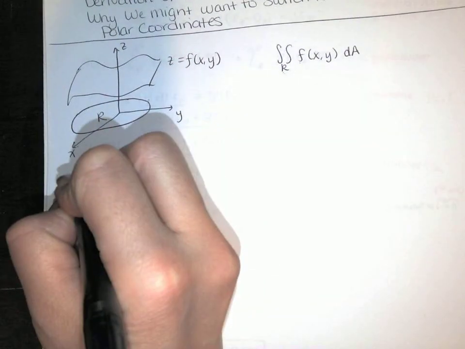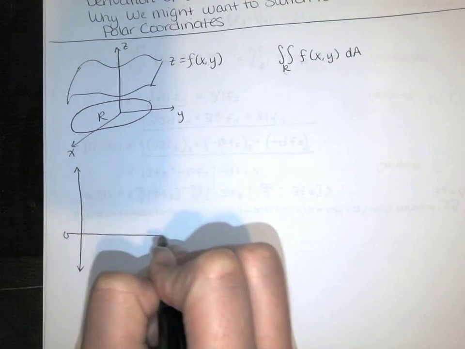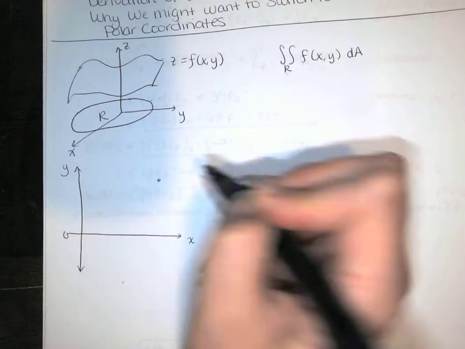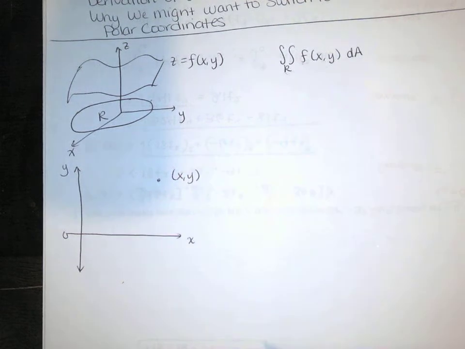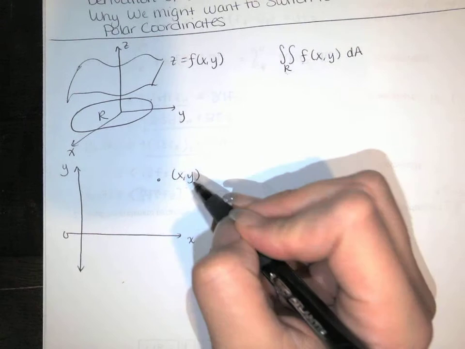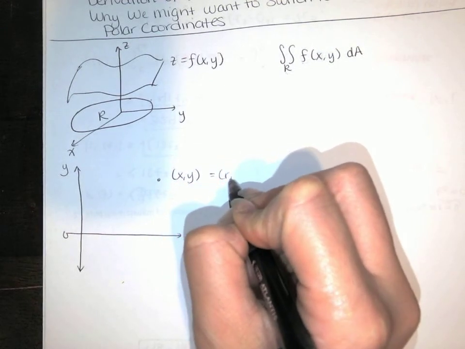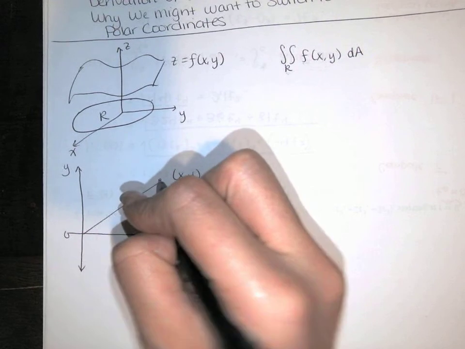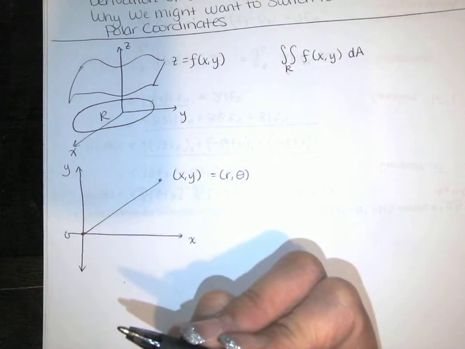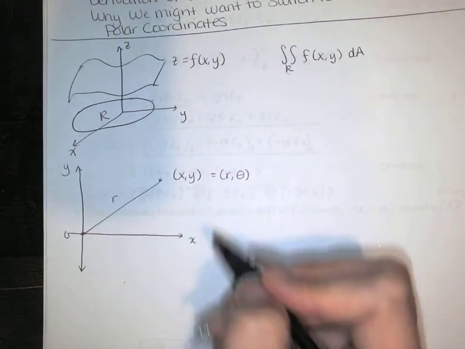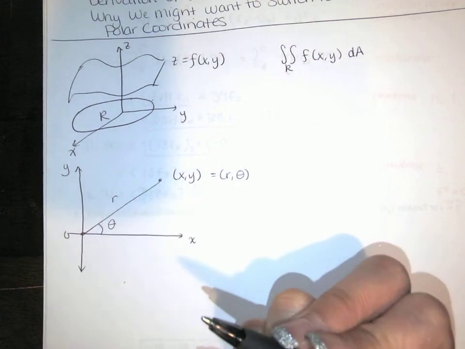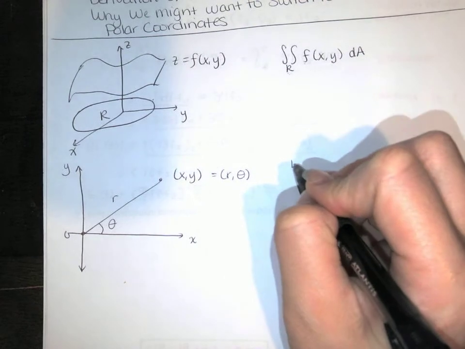So remember from trig, if I'm representing a point in the xy plane by coordinates x, y, I can also represent that point in polar coordinates, r and theta. Now r is a directed distance from the origin. In polar coordinates we call that the pole, and theta is the angle that this line segment makes with the positive x-axis.